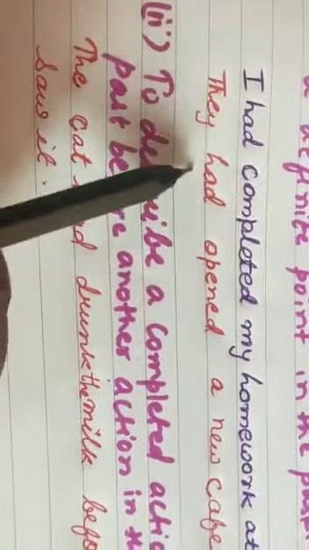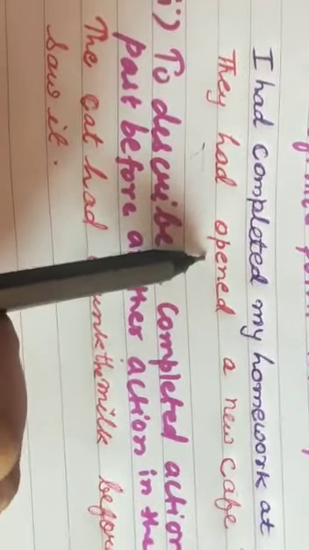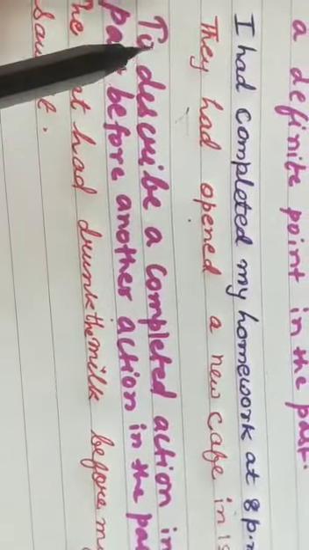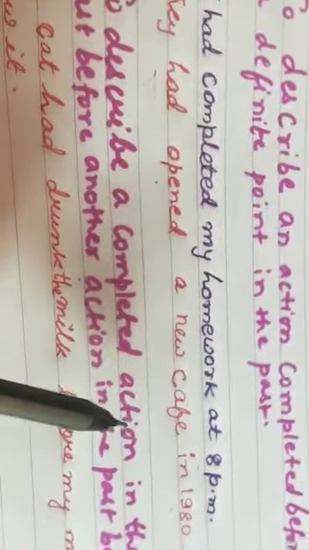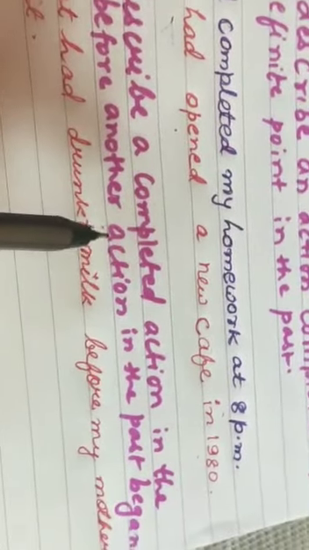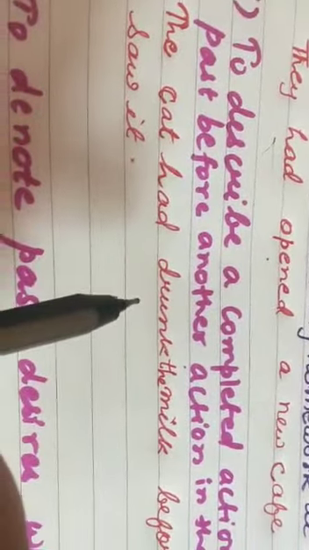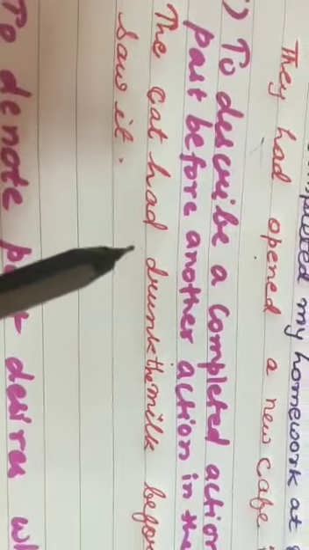Or when the time is given, it is in that form. We have to look for had and the V3 form of the verb. When we have to describe a completed action in the past before another action in the past began, then also we use this tense. Like the cat had drunk the milk before my mother saw it. So the cat had already finished drinking the milk before mom saw. That is also in the same tense.